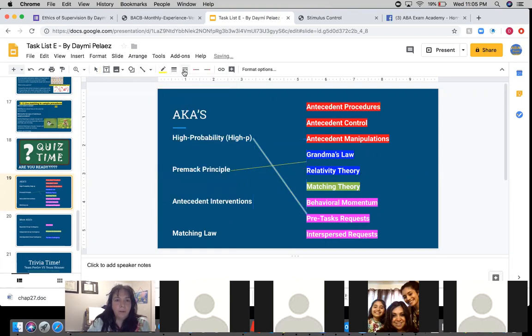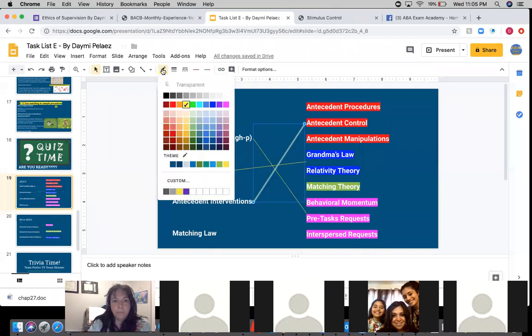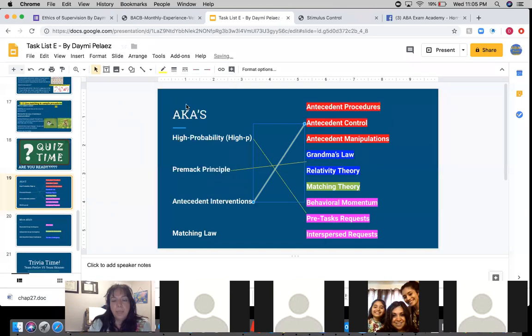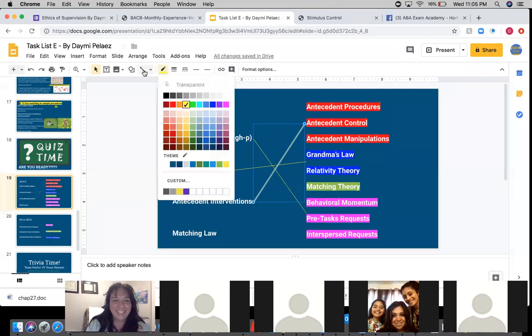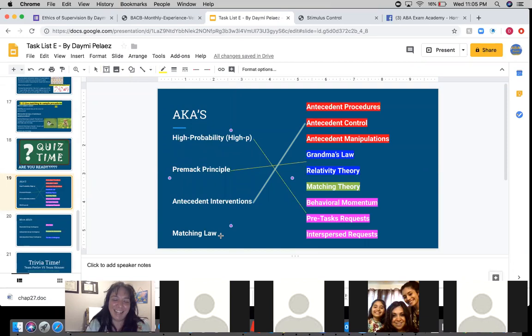Okay. All right. Next we have antecedent interventions. This is all in section E, all the red. Daymi, is there a reason you made all the matches the same colors? Yeah, so you guys can know that they go together. They make it more salient. Right, I want you guys to be successful. Thank you, Daymi. All right, matching law. The last one, matching theory. Great. You see, and it works.